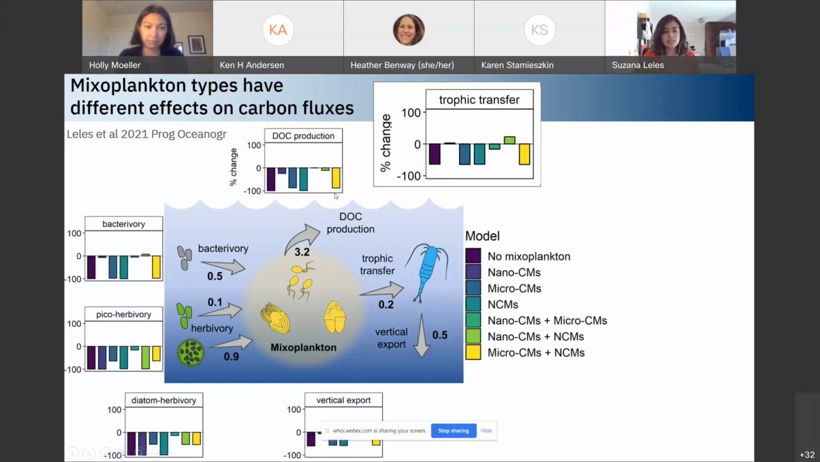If you are interested in checking the other carbon fluxes, I also invite you to check our paper. I don't think I will have time to go through this today.